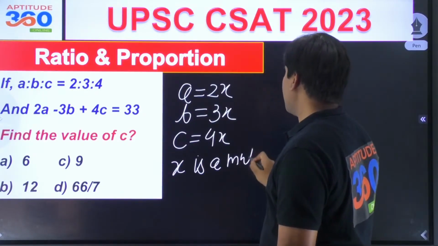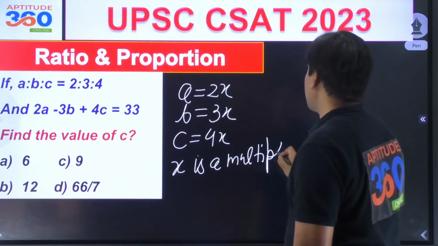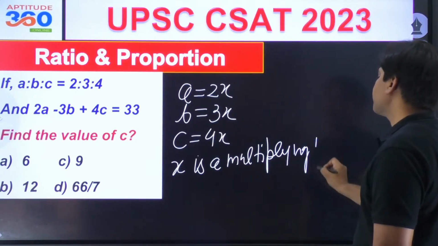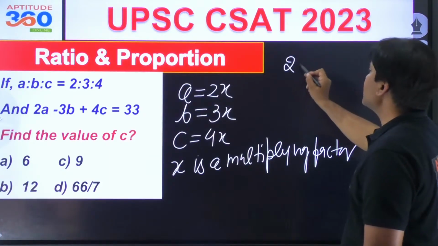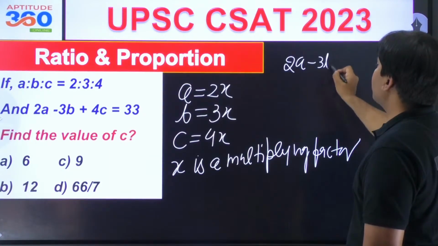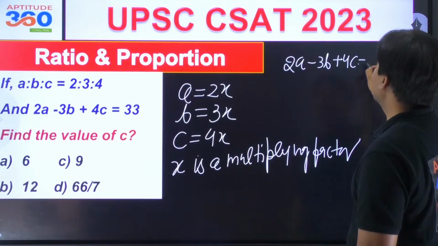X is a multiplying factor. Then you have been given 2A negative 3B plus 4C as 33.